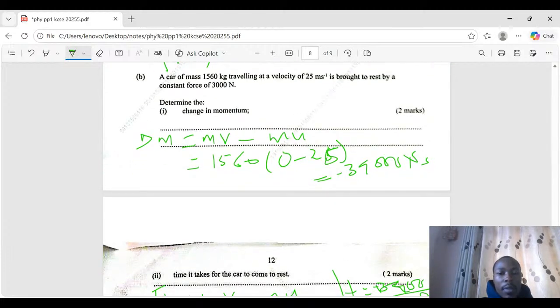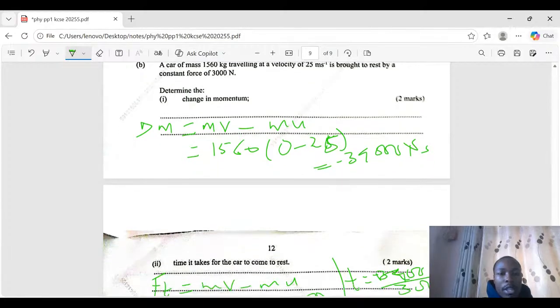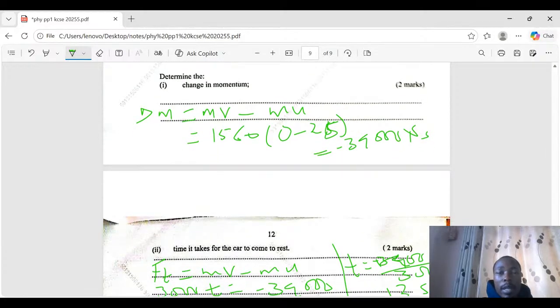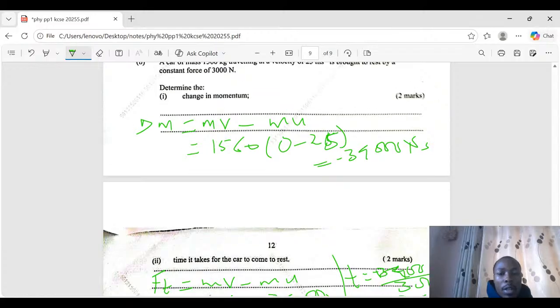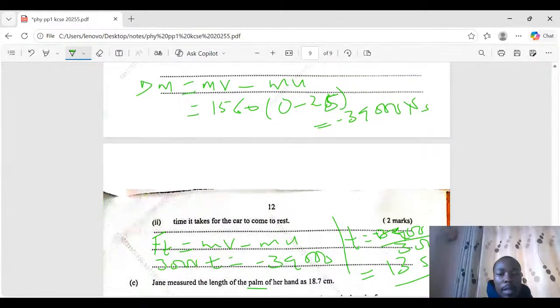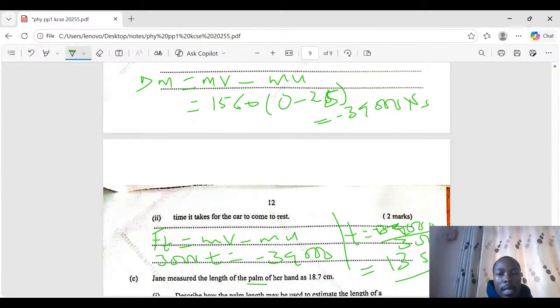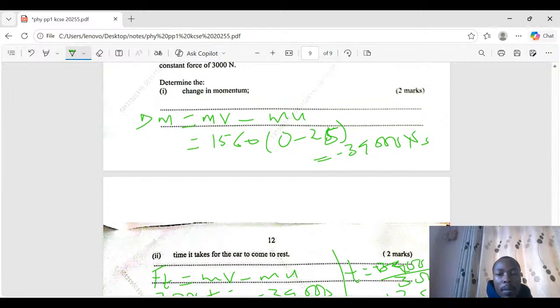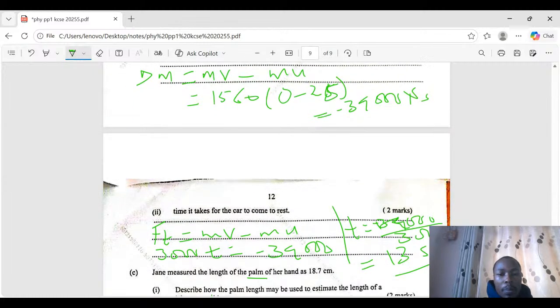A car of mass 1560 traveling at a velocity of 25 is brought to rest by a constant force of 3000 newtons. Determine the change in momentum. Momentum is a product of mass and velocity. So you have final and initial. Initial is 25 and final is 0. If you substitute there, you end up getting minus 39,000 newton second.